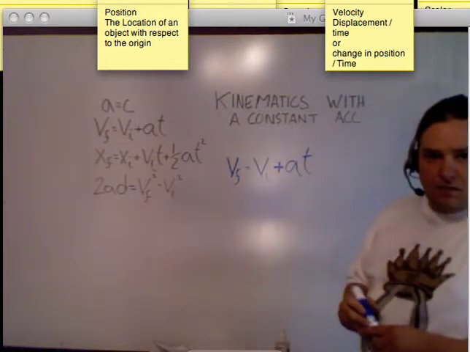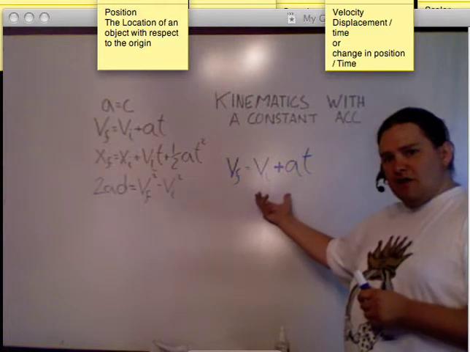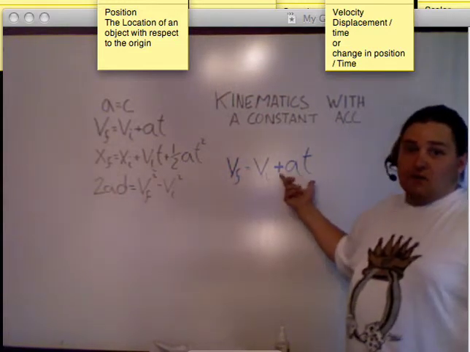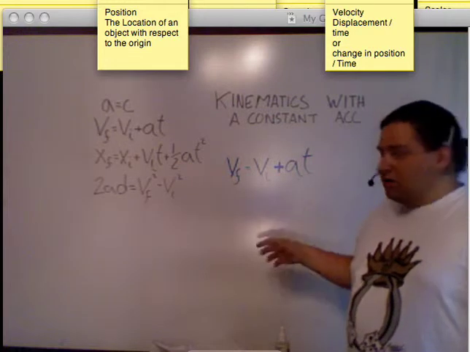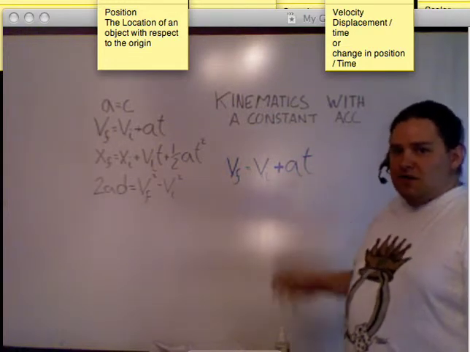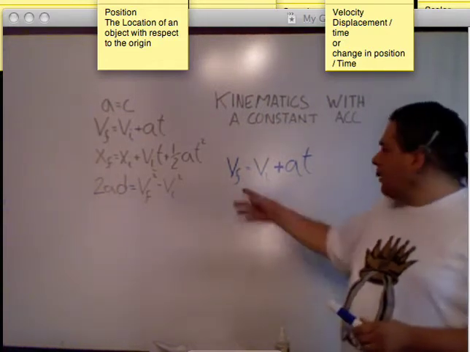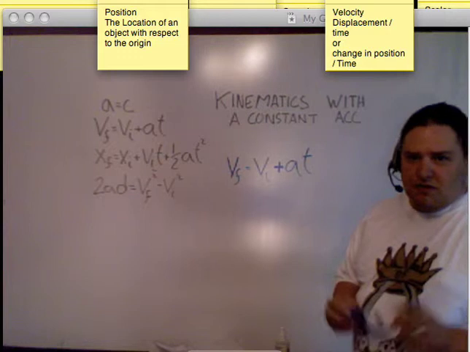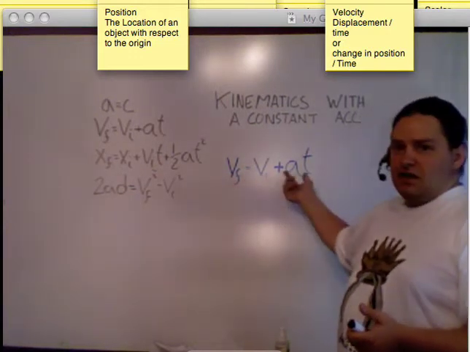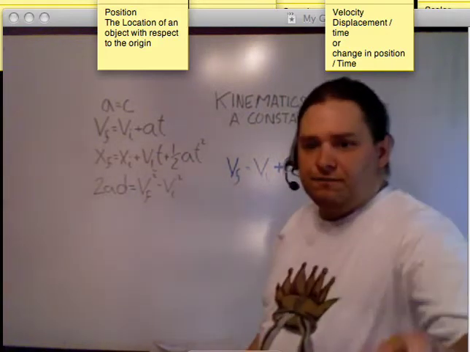Okay? So, final velocity is dependent on the initial velocity and this acceleration times time, which is nothing more than how much the velocity changes by. The change in velocity per unit of time times time tells me how much my velocity changes by. Okay? So final velocity is dependent on those two terms. That's what that equation is trying to tell you. Final velocity, initial velocity, acceleration, time. Okay? That's the second equation.